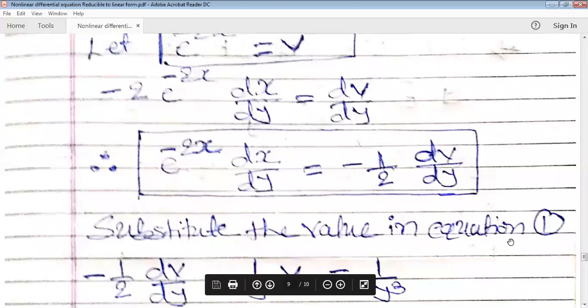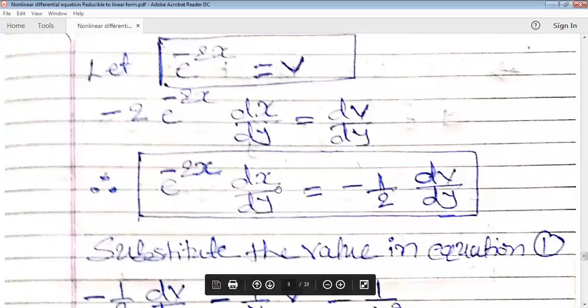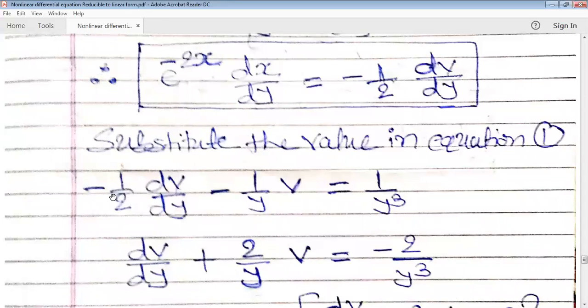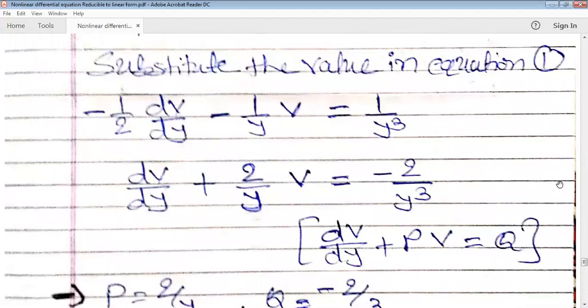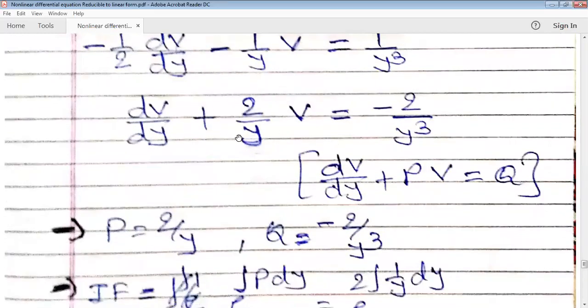Substituting the value in this equation 1. Here we have two values, e raised to minus 2x and e raised to minus 2x dx by dy. By substituting in equation 1, we get minus 1 half dv by dy minus 1 by y v is equal to 1 upon y cube. By multiplying minus 2 through the whole equation, we get this differential equation. This is the linear differential equation in the form of v, but our independent variable is y here. So your p is 2 by y and your q is minus 2 upon y cube.